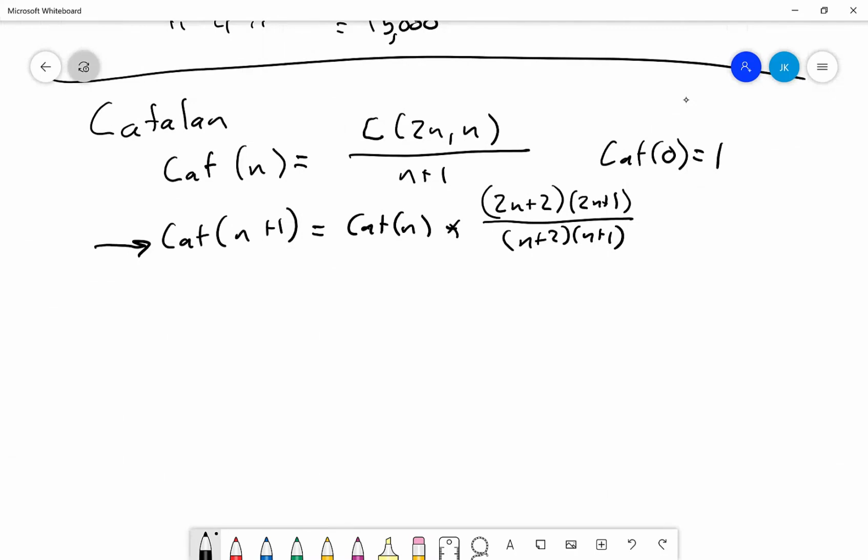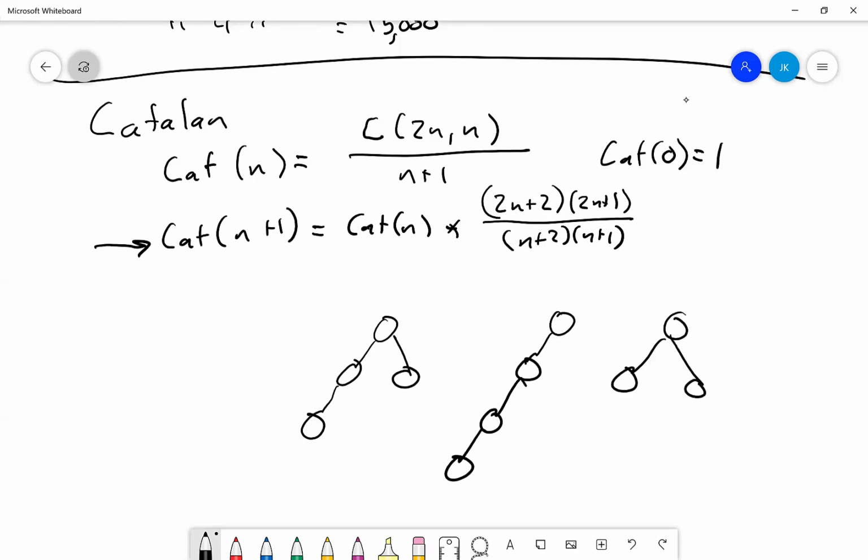So some examples, if you want the number of distinct binary trees with n vertices, so I'm going to have a binary tree and I've got n vertices, so say the number is 4. So there's a binary tree with 4 vertices. This is also a binary tree with 4 vertices. This is a binary tree with 4 vertices. How many are there? Well, the Catalan number, cat of n, tells you how many possible binary trees there are.